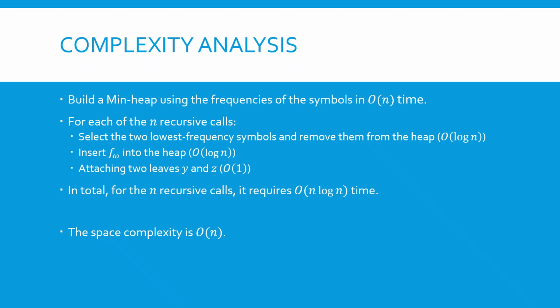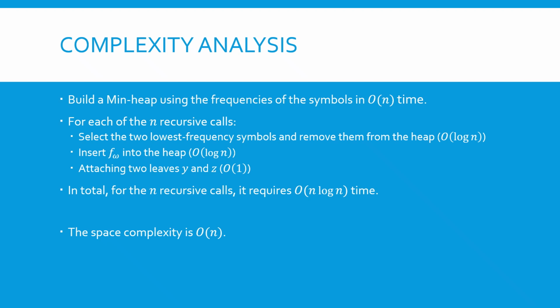In each recursion, we extract the two minimum frequency symbols, y and z. Each extract min operation takes O(log n). So extracting two symbols costs O(log n) time overall. We then insert the merged symbol omega back into the heap, which also takes O(log n) time. All remaining operations in the recursion, such as creating an internal node for omega and attaching the two subtrees, take constant time. Therefore, each recursion costs O(log n) time.